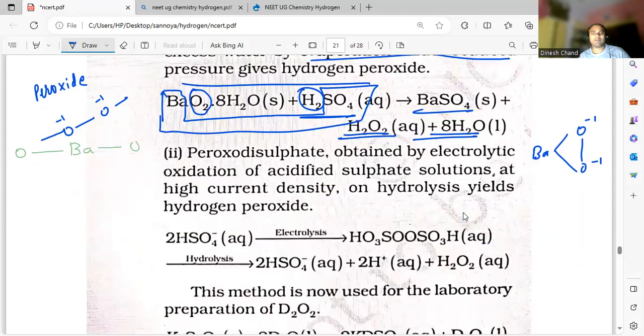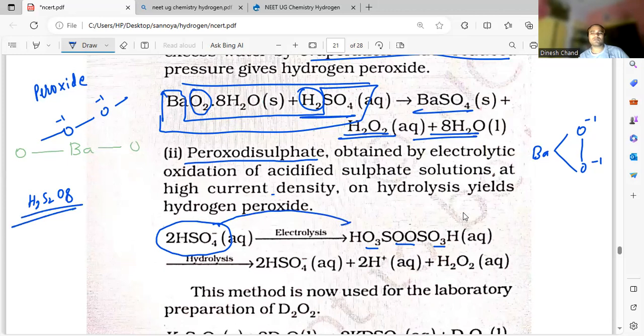Next one is peroxodisulfate, which I also explained to you. What formula was there? H2S2O8. This is the formula. You can see the number of oxygen is 8, H2S2O8. How do we prepare it? If we have HSO4, hydrogen sulfate, on electrolysis it gives peroxodisulfate. Can you draw the structure of this one, H2S2O8?